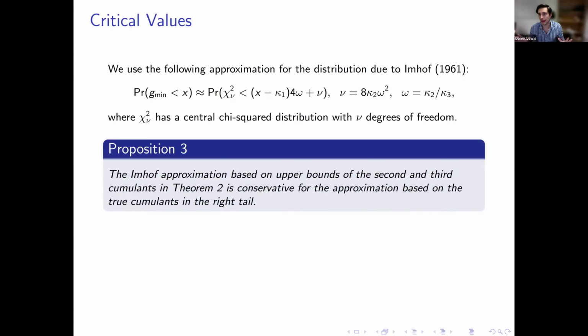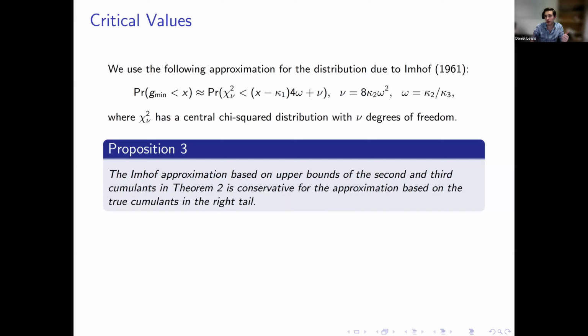But this sounds a little bit hand-wavy, right? What does far enough in the right tail mean? Well, just to give you an idea numerically, for models with normal numbers of instruments, up to say 20 instruments, provided you're looking at the 5% critical values, you're never going to end up with a non-conservative approximation. If you're thinking about, say, 10% critical values, so not so far in the right tail, or a very large number of instruments, then perhaps you might end up with the upper bounds on the cumulants no longer providing a conservative approximation.